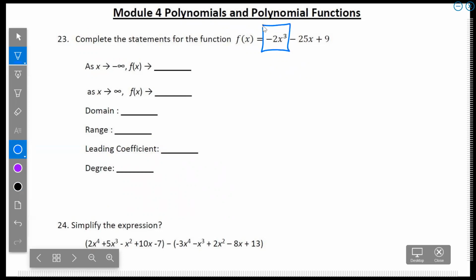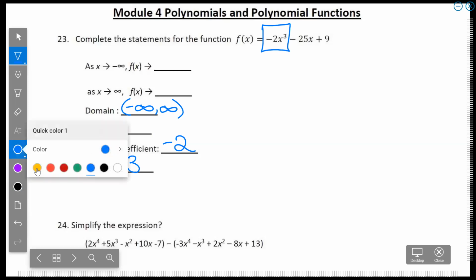I'm going to get everything I need from just this first piece right here. What is my leading coefficient? -2. What is the degree? 3. What is my domain? Anytime I have a polynomial function like this, it is continuous. And one of the things that we know about continuous functions is that they go forever to the left and to the right. So my domain is negative infinity to positive infinity.